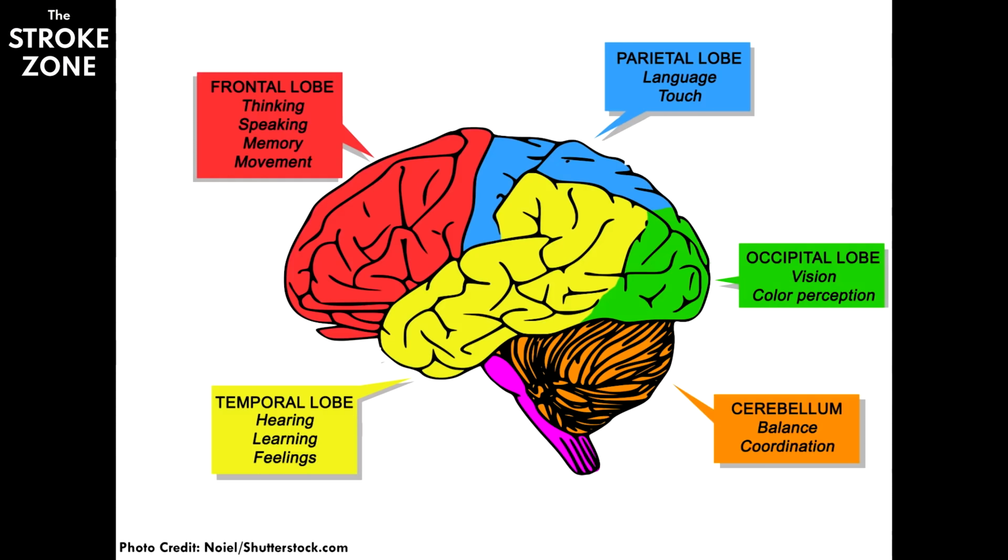And then a little bit below that in orange is the cerebellum, and it's responsible for balance and coordination. And then underneath that in purple, we have the brainstem, and it's very important. It helps with our breathing, heart rate, and temperature.